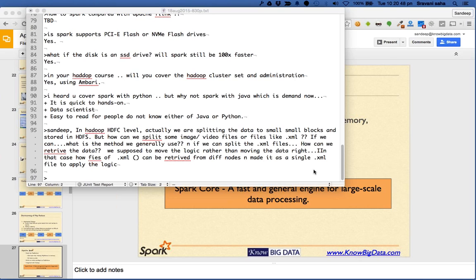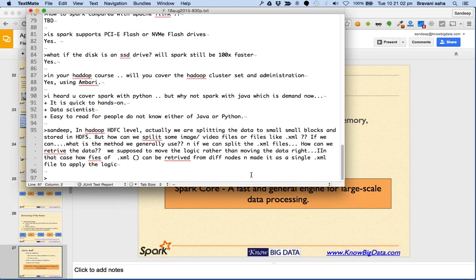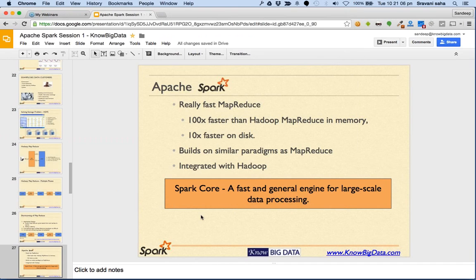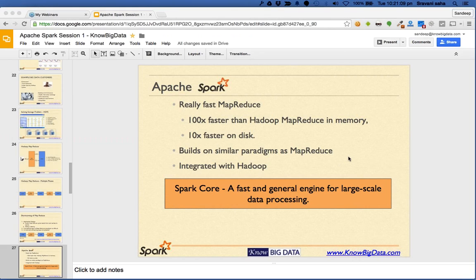Poonam's question is, can we consider HDFS as a replacement of Cassandra or any other database in case we are having data local to the Spark machine? Yes, I'll show you that. You will understand this part. So actually Spark works with all of them. I'll show you in some time.